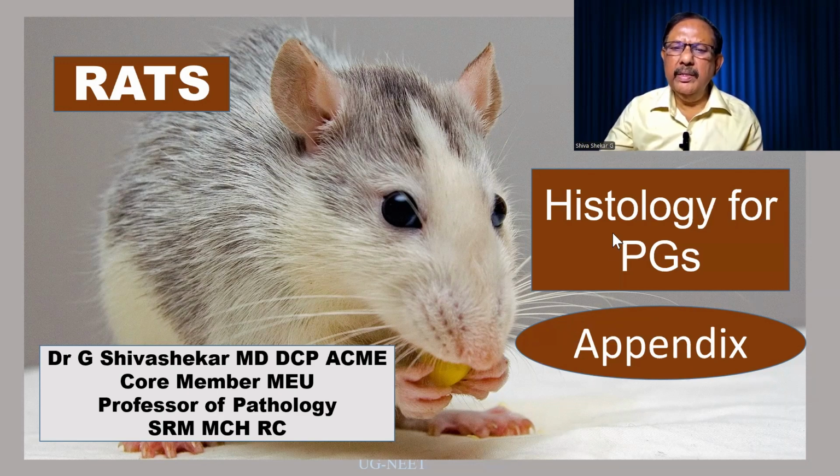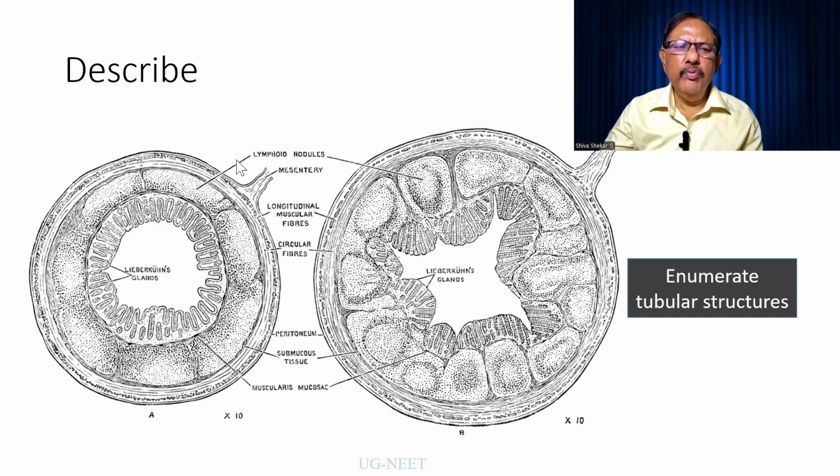The class here is Histology for PGs: Appendix. Very simple, but it is not for you to identify but to explain to your students, because you are a teacher. It has a circular lumen, sometimes a stellate lumen. And these are all the lymphoid follicles, the shaded area, and there will be a muscle outside.